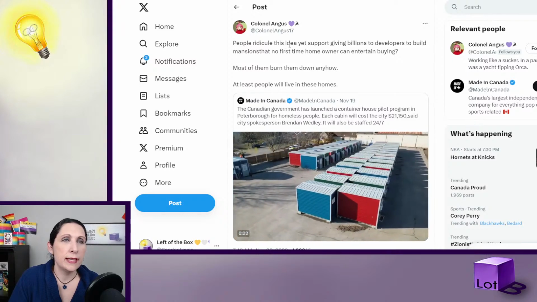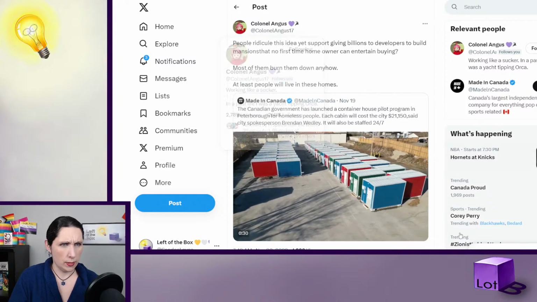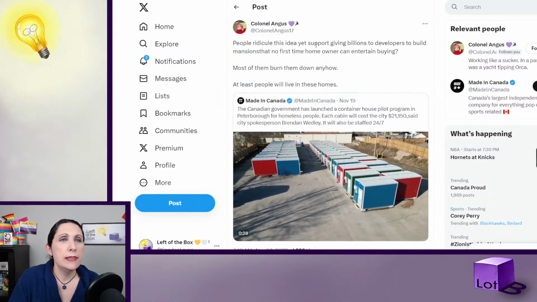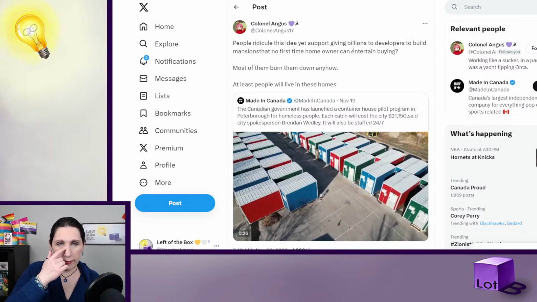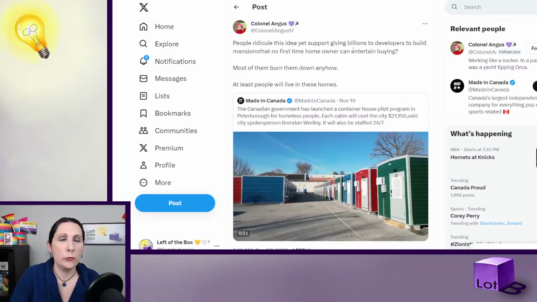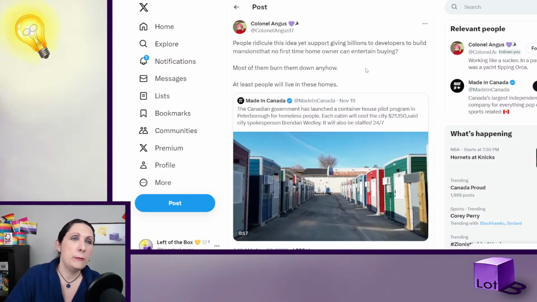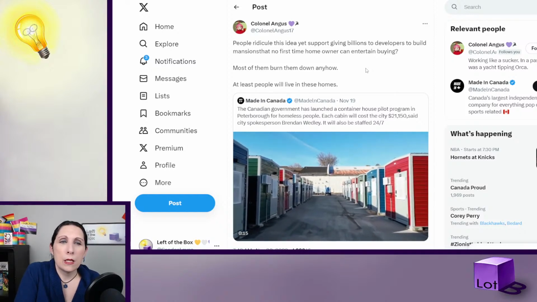People ridicule this idea. So this is from Colonial Angus. Go, stop that. This idea yet to support giving billions to developers to build mansions that no first-time homeowner can entertain buying. Most of them burn down. Anyhow, at least people will live in these homes.